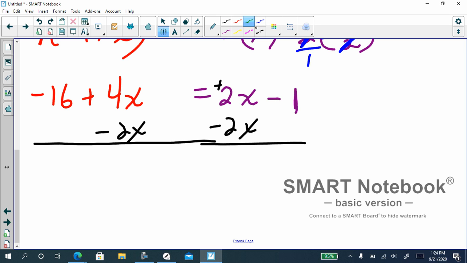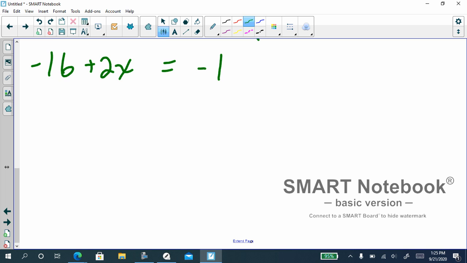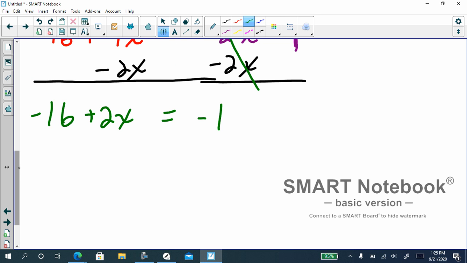So the left side, bring down our constant, and then 4x, take away 2x. Well, 4 minus 2 is 2, so 2x. On the other side, 2x minus 2x, 2 minus 2 is 0, so no x's. Bring down the 1. So we've collected our x terms on the left.